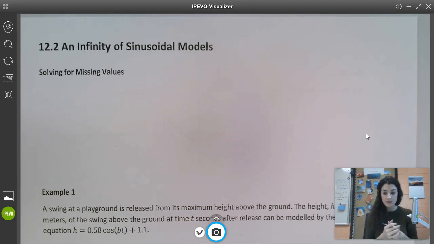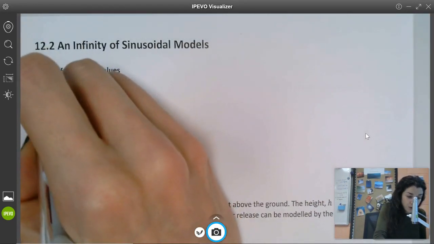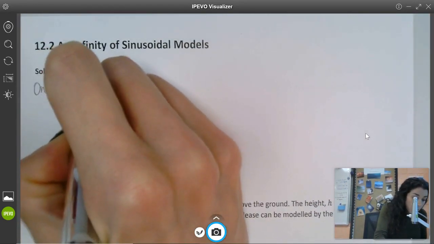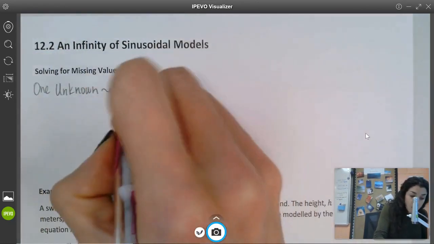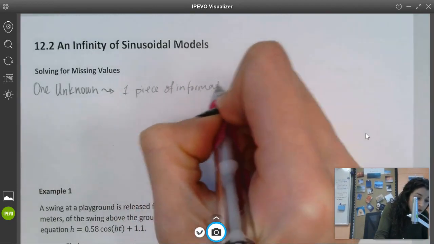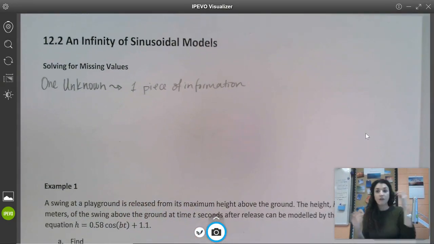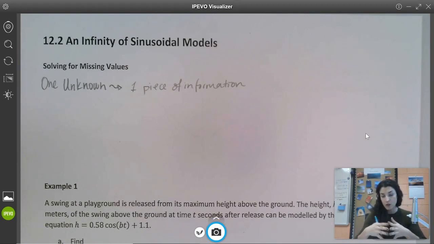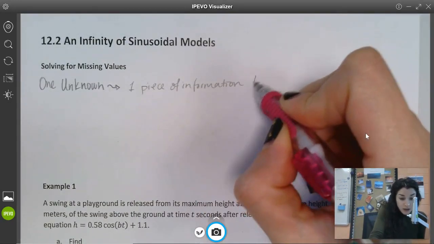So we have two ideas. The first one is when we have one unknown. With one unknown, we only need one piece of information. Thinking about solving systems of equations, if we have two unknowns, we need two pieces of information, two equations, right? If we only have one unknown, we only need one piece of information. What you do with that piece of information is put it into the equation. You plug in your x value for x, your y value for y, and then you solve for the other unknown that's in there. Your piece of information is often just a point.